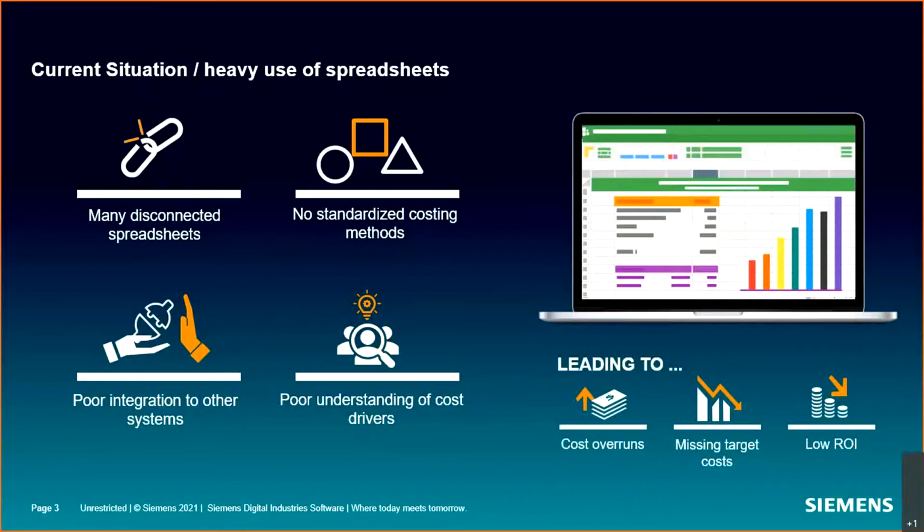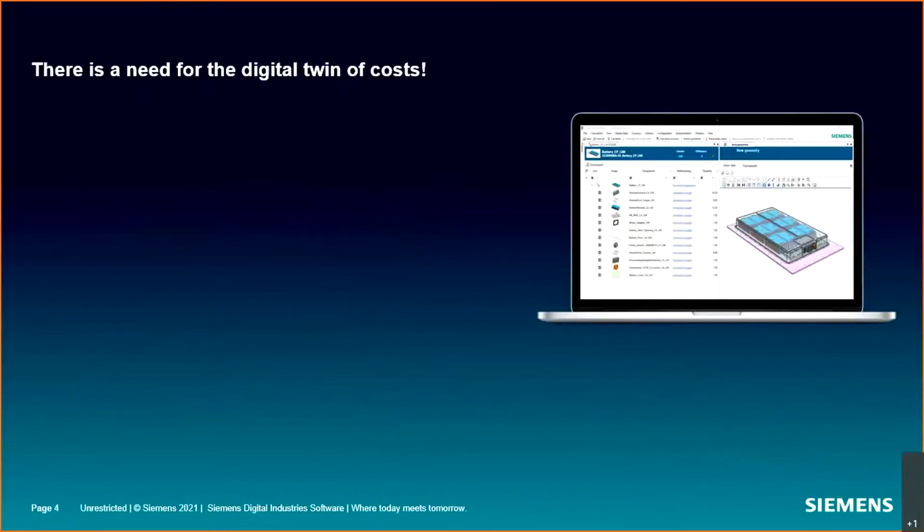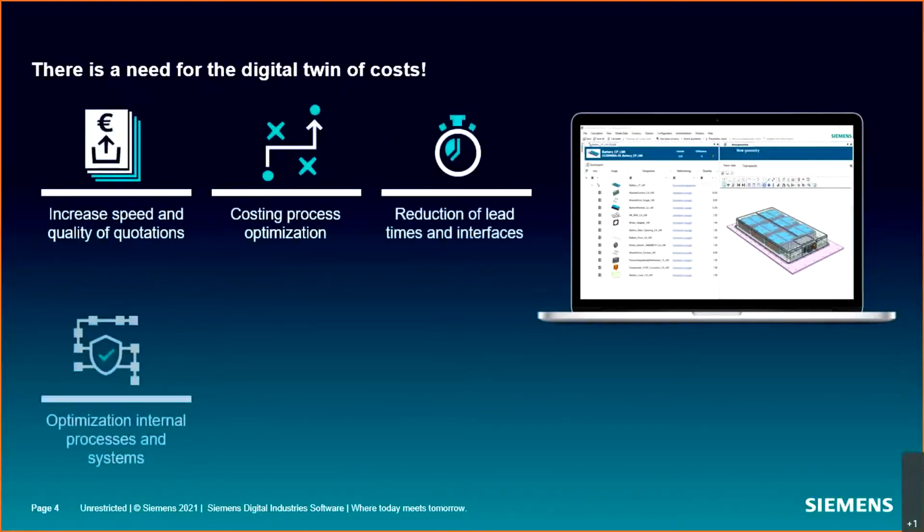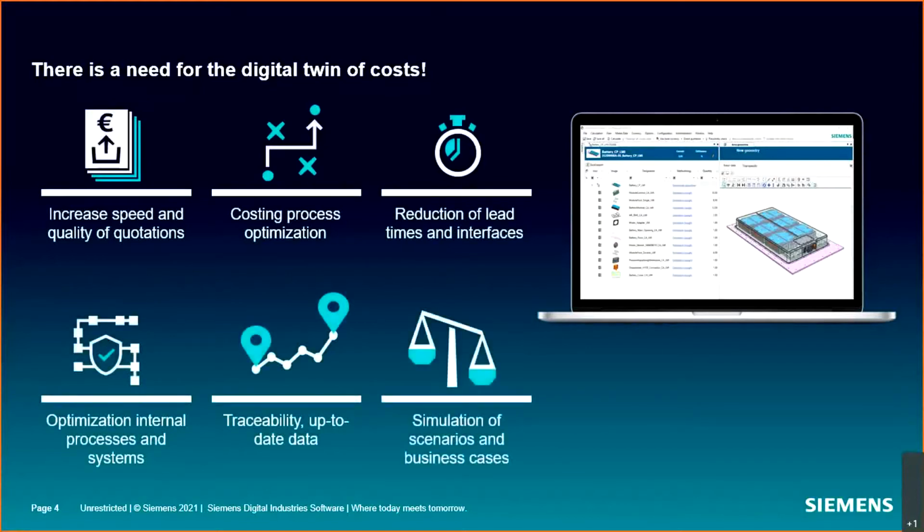And what we want to offer to you is really simple. It's a solution which we call the digital twin of cost. How does it support your company? It will help you to increase the speed, quality and accuracy of your quotations, so you will be able to do many more at the same time. It will also do costing process optimization. We have a workflow and you are able to save your calculations for later reuse. You will also have a reduction of lead times and interfaces, with an integrated landscape and optimization of internal processes and systems, such as CAD integration and traceability of up-to-date data. So you will be able to track and see all the versions through the lifetime of the project.